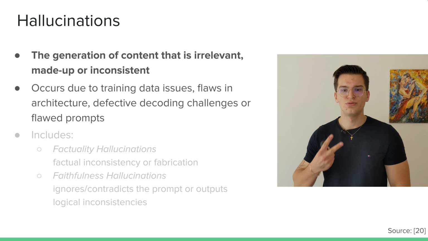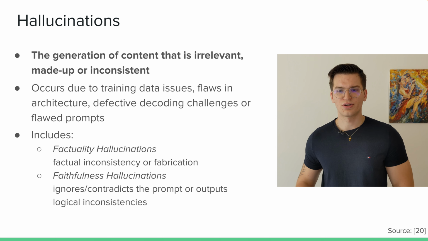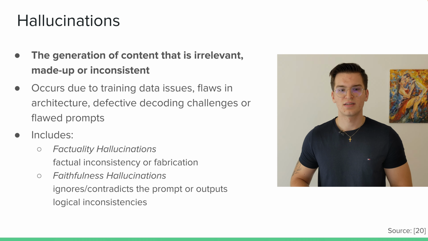There are, in fact, two main types of hallucinations. There are factuality hallucinations, which occur when a model generates information that is factually incorrect or even fabricated. And there are faithfulness hallucinations, where the generated output contradicts the input or displays logical inconsistencies, ignoring the context provided. These hallucinations challenge the reliability of LLMs, and ongoing research is focused on mitigating their occurrence to ensure models are more dependable.